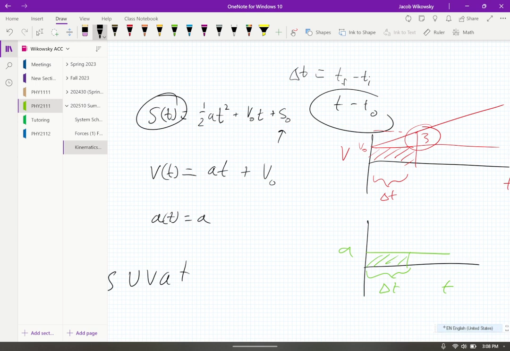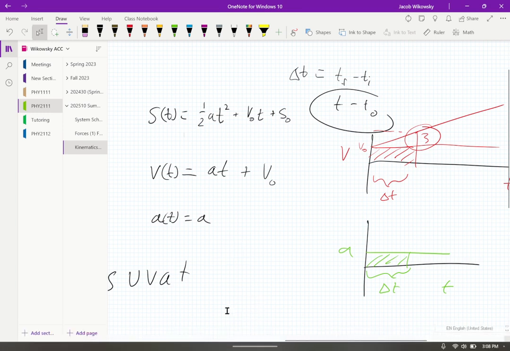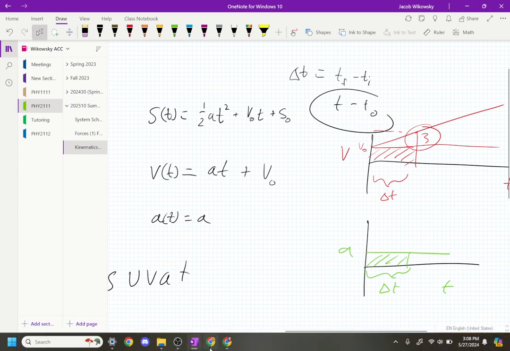S naught, it's an initial position. It doesn't matter where we started from, but our initial velocity and our acceleration will dictate some of those pieces. And to show you a little bit more about what those look like, I'm actually going to go to Desmos and teach you all a nice, neat trick. So let's go to Desmos.